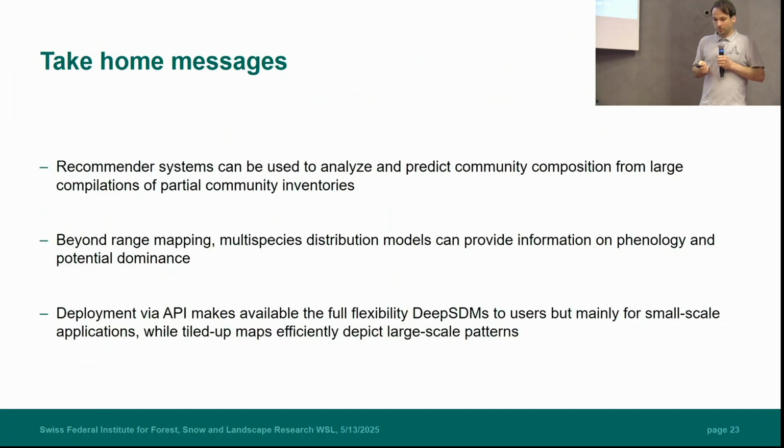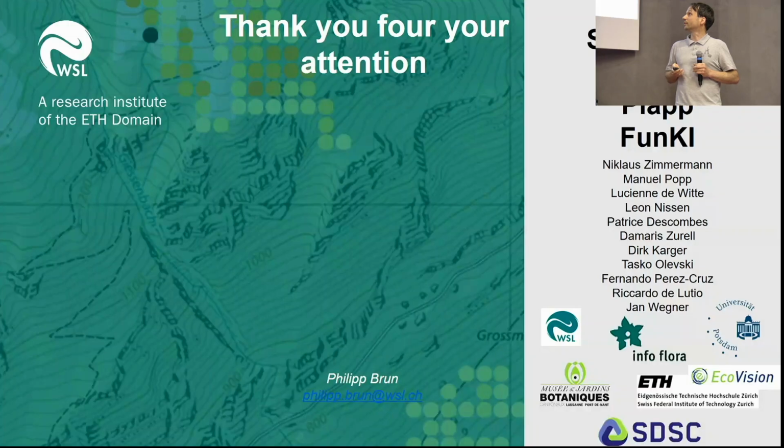So in conclusion, we saw that recommender systems can be used to analyze and predict community composition from compilations of partial assemblage data, no environmental predictors involved. We have seen that deep SDMs have an advantage in predicting potential dominance and are also useful to look at seasonal differences in observation probability. And finally, deployment of these models in an interactive fashion is a very interesting way to make these outputs available to a broader user group. And with that, I thank you for your attention.